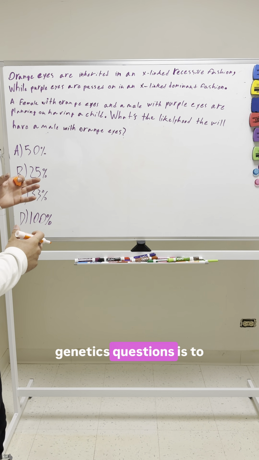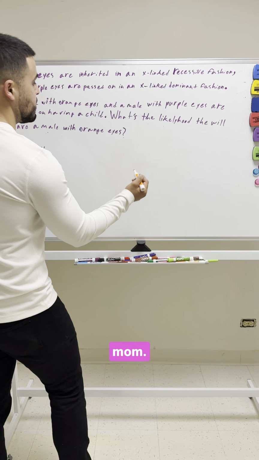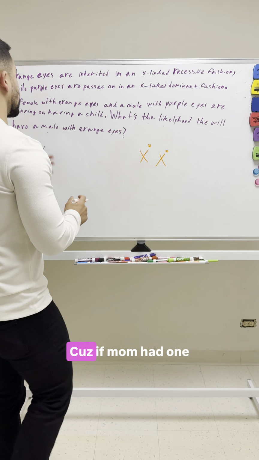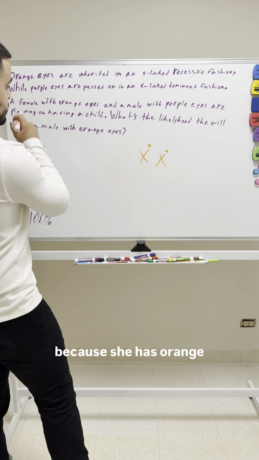So the first thing to do with these sort of genetics questions is to write out the parents' genotypes. So we'll start off with mom. Mom will have an X chromosome, and then she'll have a lowercase o on both because she has a recessive allele. Because if mom had one dominant allele, then she would have purple eyes, but because she has orange eyes, they'll both be recessive.